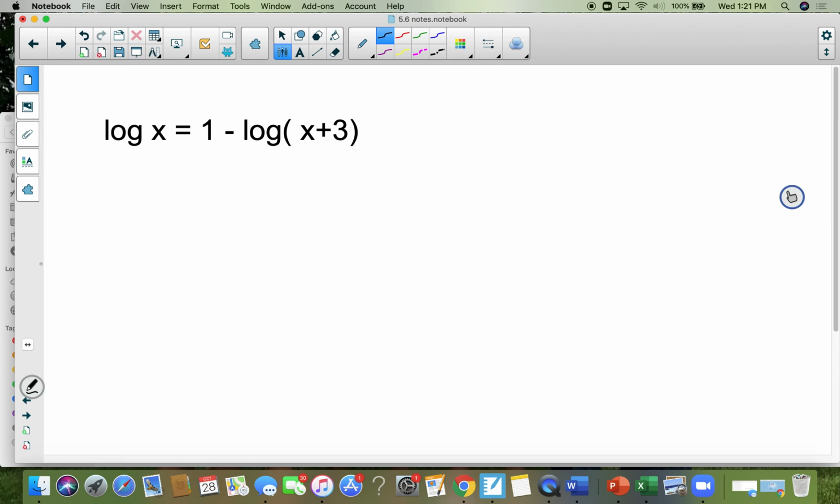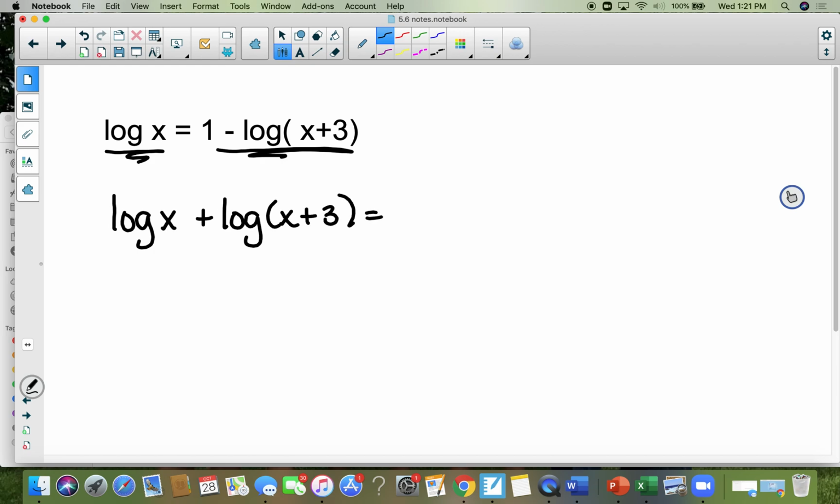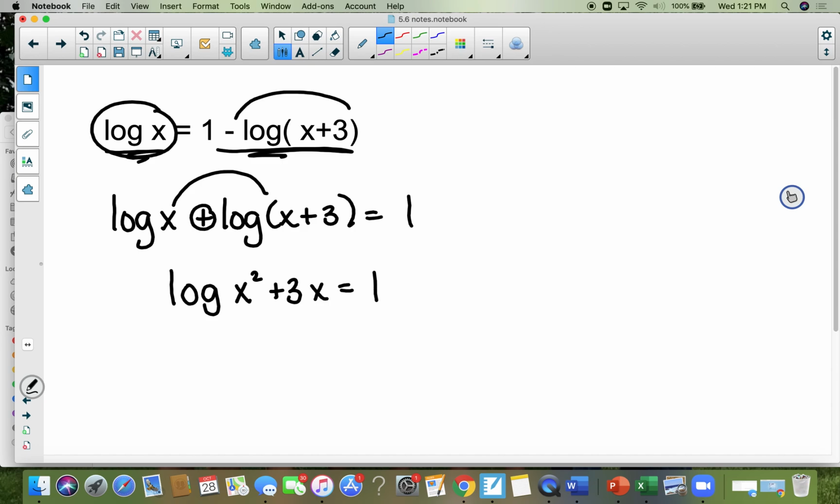Okay, a couple more, same thing. You see that there are logs on both sides of your problem, so what I would do is put the logs together on the same side. So I brought the logs together on the same side. If I want to write it as 1 log, and there's an addition sign, do you remember what the rule says to do with those two? We want to multiply those together, so that makes x squared plus 3x equals 1. So we had 2 logs. I brought them over together on one side, and I wrote it as just 1 log by multiplying them.